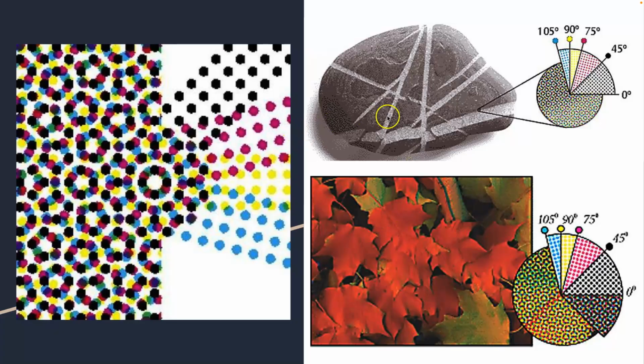And halftoning with CMYK color is even used when printing grayscale. And that will give you a much more dimensional looking gray than if you just use black ink.